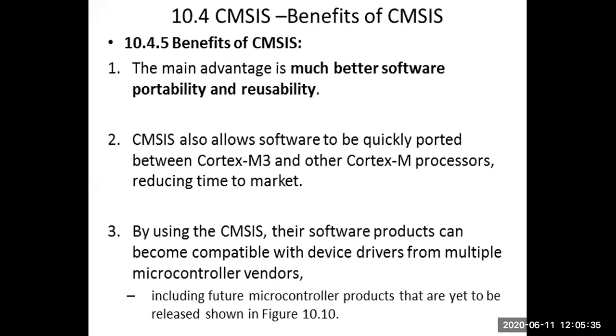The benefits of using CMSIS. This is nothing new; I will repeat the same thing from the first slide. Why was it developed? To improve portability and reusability, that is, software portability. The main advantage of CMSIS is that it gives much better software portability and reusability. Next, CMSIS allows software to be quickly ported between Cortex-M3 and other Cortex-M processors, reducing time to market.